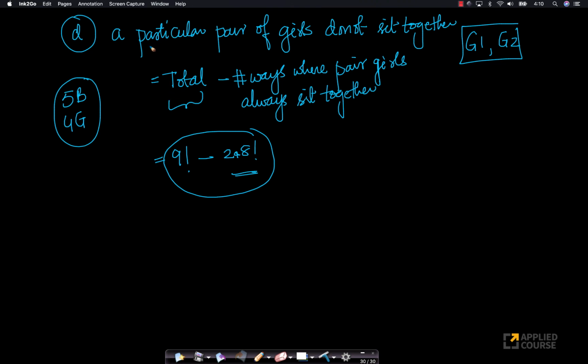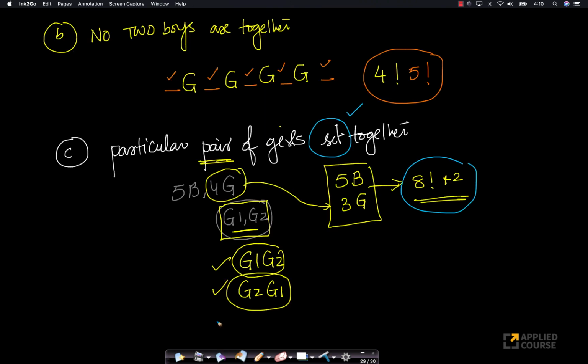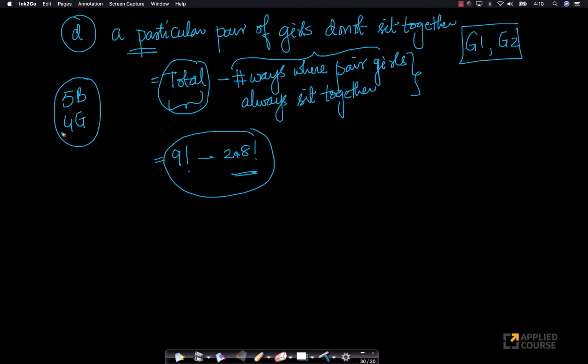So again, we have broken this bigger problem into the total minus the number of ways in which the pair of girls can sit together, because this part is easier to compute, as we have just seen. So these are some examples. Let's work on more examples.